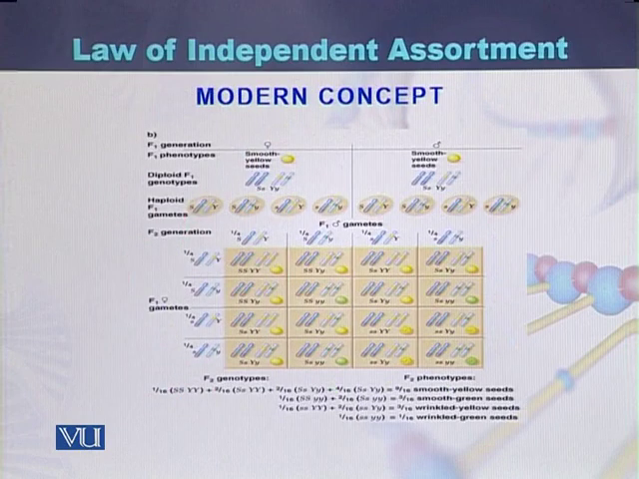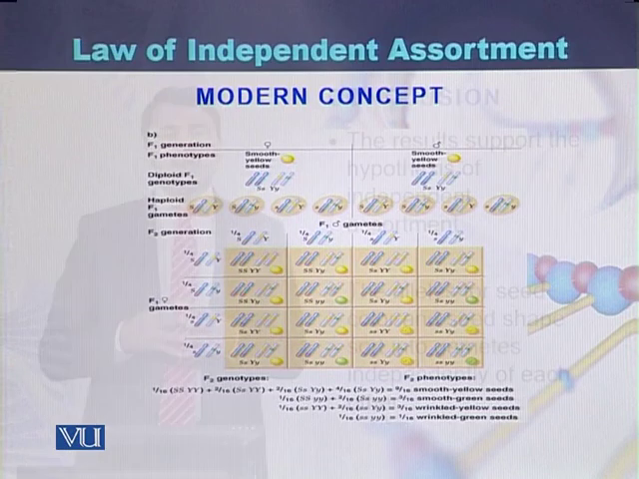If we see according to the modern concept, it is exactly like this: genes for different traits are present on different chromosomes, and the genes, or chromosomes, separate from each other independently. If there is a linkage, then the genes controlling different traits will be inherited as a unit, otherwise they will separate from each other independently.